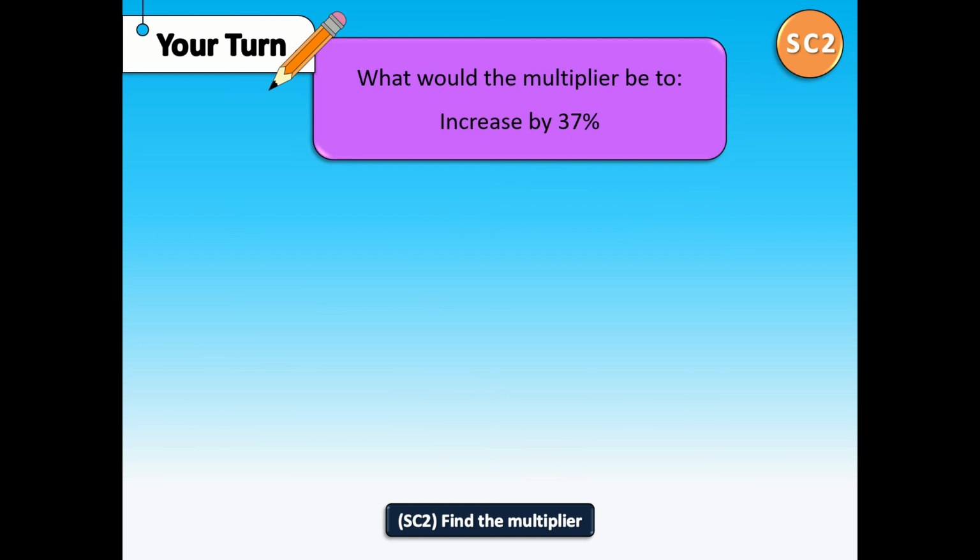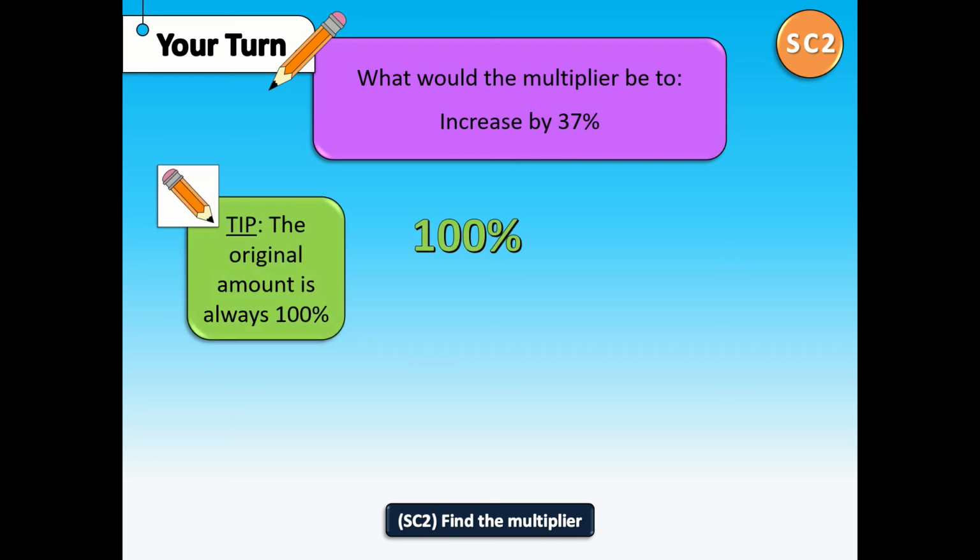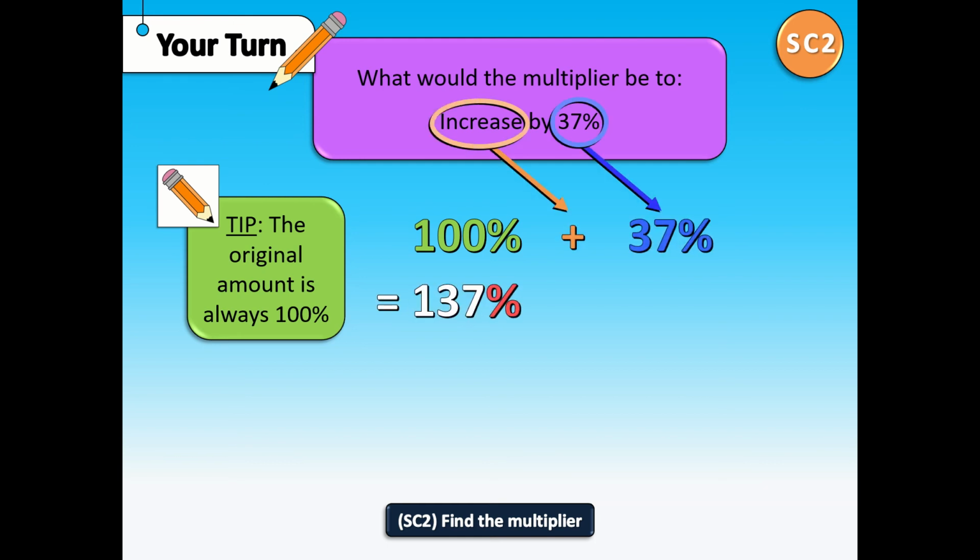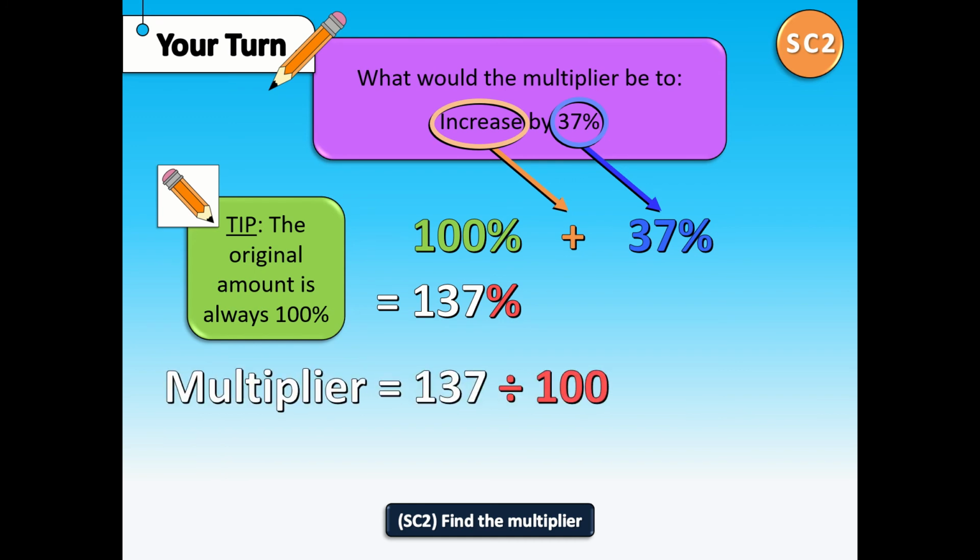Here's one for you to have a go at. Pause the video, and when you're ready to see what you should have done, press play. So we want to work out what the multiplier would be if we're increasing by 37%. So we've got 100% and we're increasing, which means we add on 37%, which means we're actually trying to find 137%. So the multiplier will be 137 divided by 100, so 1.37.